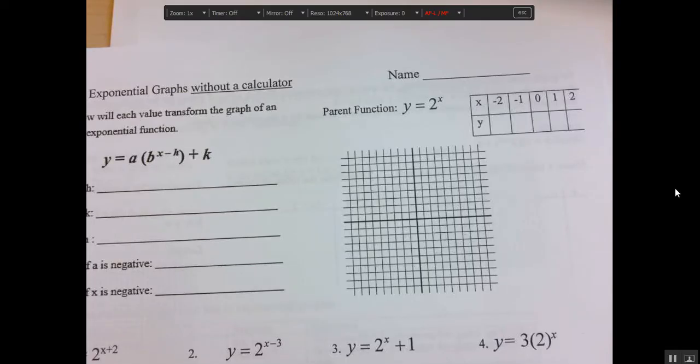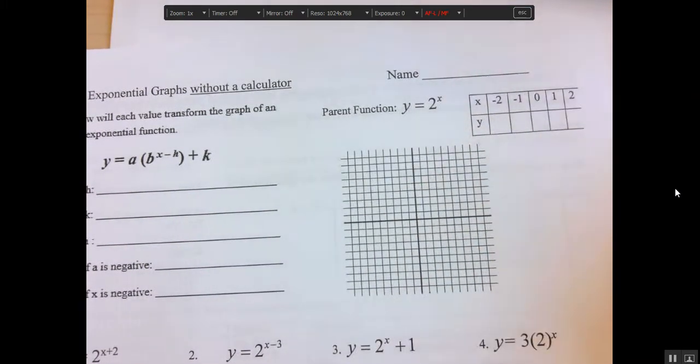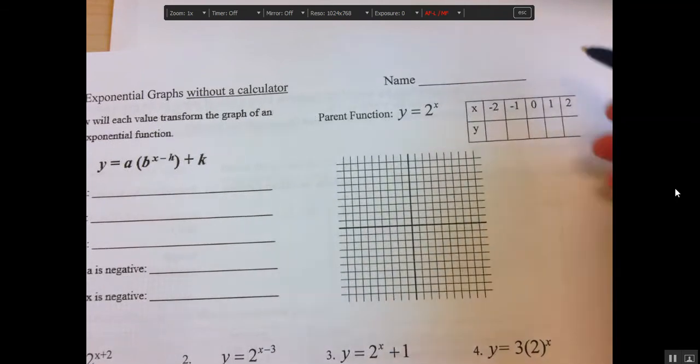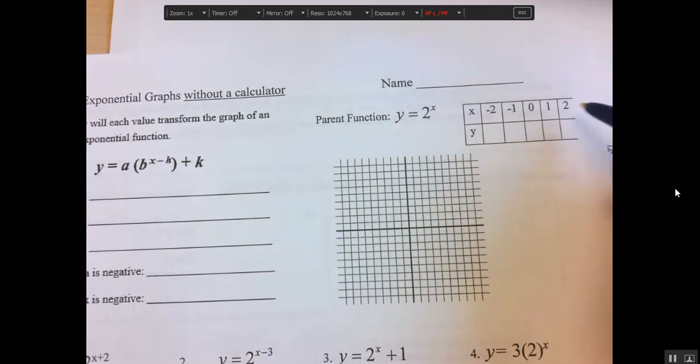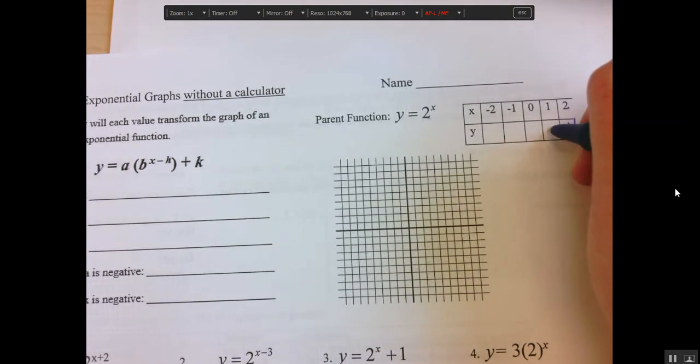Okay, so we are doing our exponential and logarithmic graph notes, and we're going to start by making a table of values for the parent function. So did you do that yet? Did you do 2 squared? What does that give you? 4, good. 2 to the 1?